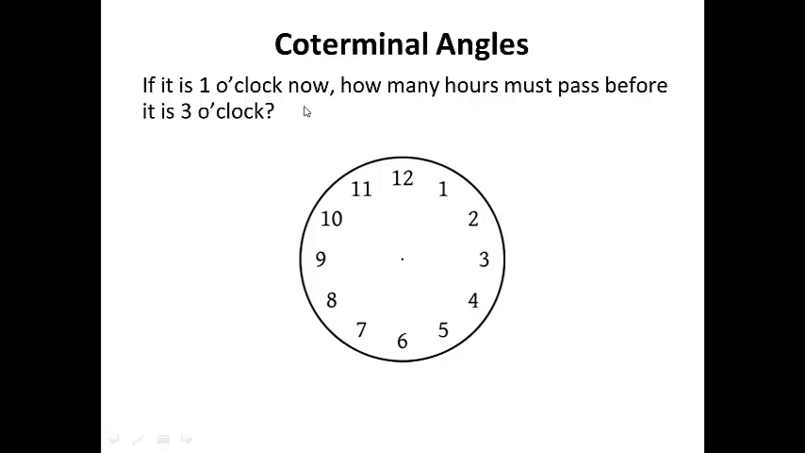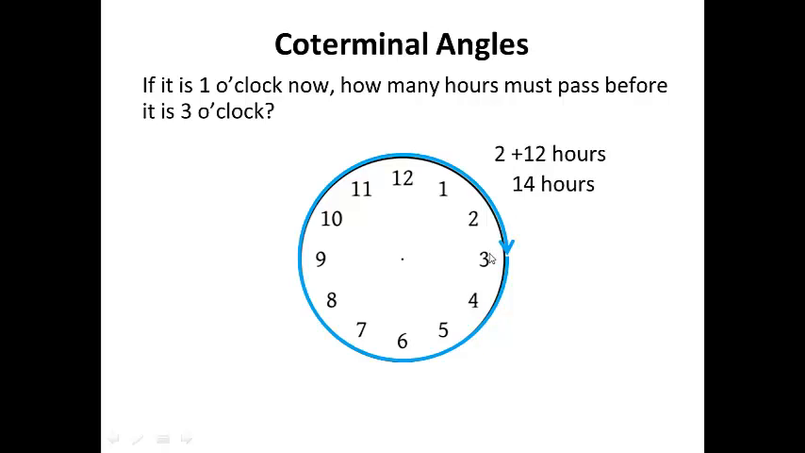For example, if it is 1 o'clock now, how many hours must pass before it is 3 o'clock? So 1 o'clock now, 3 o'clock, the obvious answer would be 2 hours, right? Are there any other answers that can make this true? What about 14 hours, right? So you can go 2 hours, you can add 12 more hours, it will be 3 o'clock again, right? That would be 14 hours.